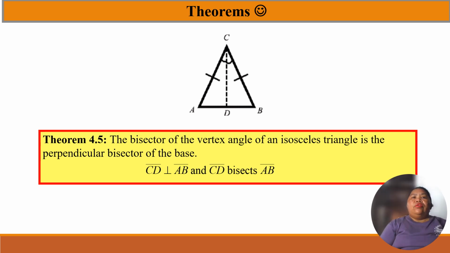The bisector of the vertex angle of an isosceles triangle is the perpendicular bisector of the base. So here we have CD perpendicular to segment AB, and CD bisects AB. So that is the bisector.